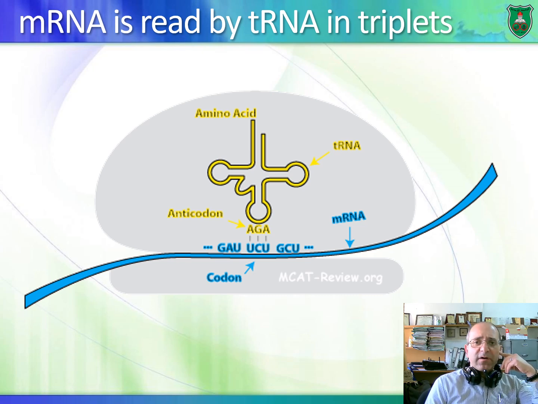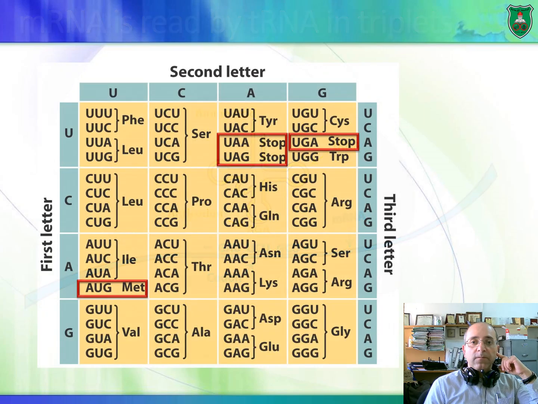Now, the messenger RNA, when it is translated into proteins, is not read nucleotide by nucleotide. Rather, it is read in groups of three nucleotides. And these three nucleotides are known as codons. So we say that mRNA is read by tRNA molecules in triplets. So it is really the tRNA molecule that forms a complex with the ribosome that is responsible for reading the codons in the messenger RNA.